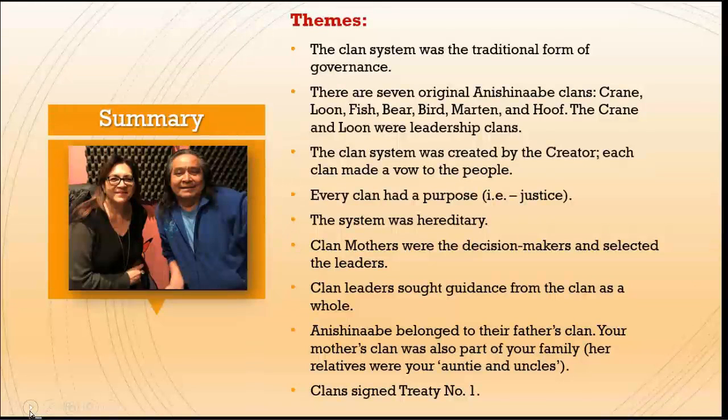There are 7 original Anishinaabe clans: the Crane, Loon, Fish, Bear, Bird, Martin, and Hoof. The Crane and Loon were leadership clans. The clan system was created by the Creator. Each clan made a vow to the people. Every clan had a purpose, we learned. Purpose might be justice. The clan system was hereditary.